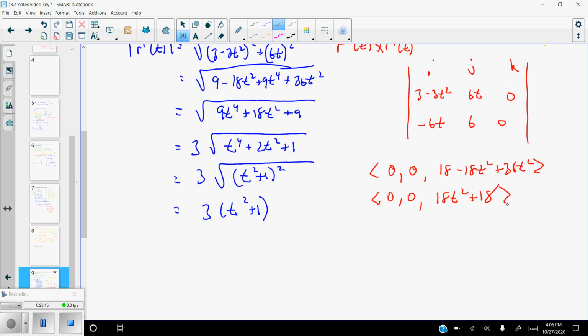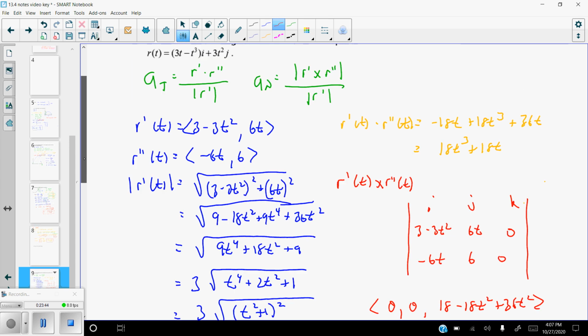And then we need the magnitude. Fortunately, there's only one component. It's the z component. So I'm going to get the square root of 0 squared plus 0 squared plus (18t squared plus 18) squared, which is just going to give us 18t squared plus 18 when you take that square root. So that's not too horrible. And then we just have to plug this stuff in. Now we've got every single piece that we need.